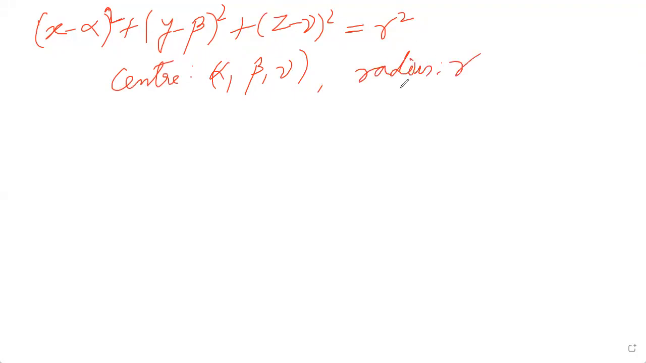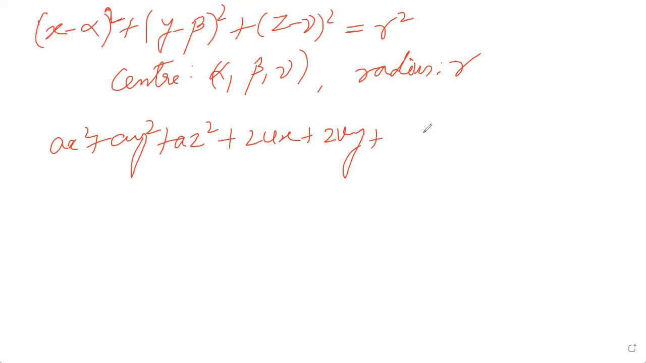In this way, or in general, you can write ax square plus ay square plus az square. Keep in mind the coefficients of x square, y square, z square will be the same. Either you can write it by dividing, or in general in this form: plus 2ux plus 2vy plus 2wz plus d is equal to 0. It is also a general equation.